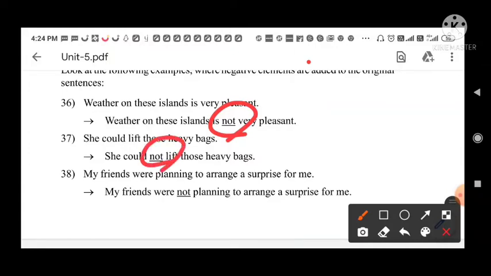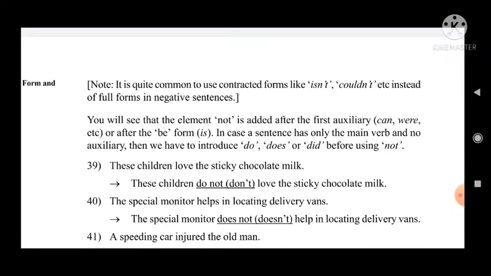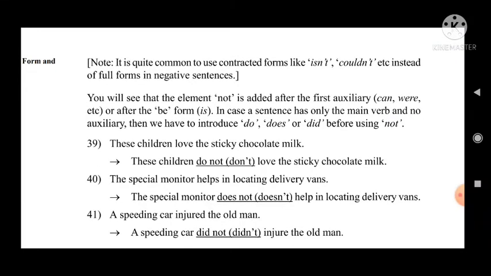Here we add not. My friends were planning to arrange a surprise for me. My friends were not planning. Here we add not in three sentences, so it is a negative sentence or negation. Then note, it is quite common to use contracted forms like isn't, couldn't, etc. instead of full forms in negative sentences. These are called contracted forms: is in the affirmative sense and isn't in the negative sense; could in the affirmative sense and couldn't in the negative sense.